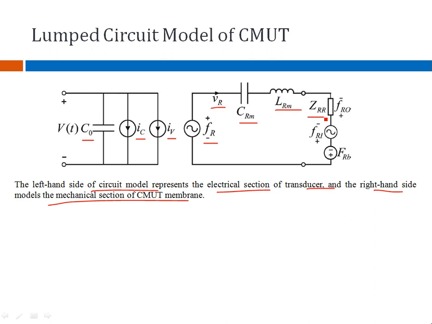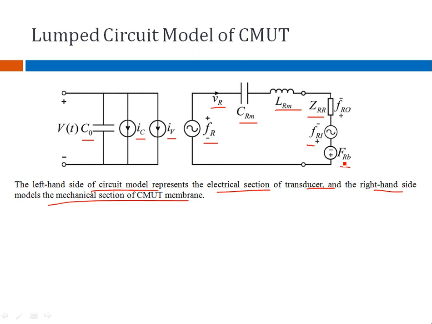FRI is the dynamic force, and FRB is the static ambient pressure. So FRI is the dynamic incident force, which is being represented by an AC source. On the mechanical side, on the right-hand side of the circuit, the force has an analogy with the voltage source. If you have, for example, a constant force, it is represented by a constant DC source.